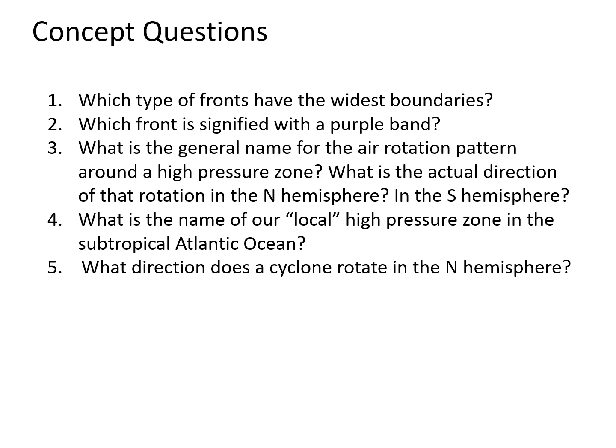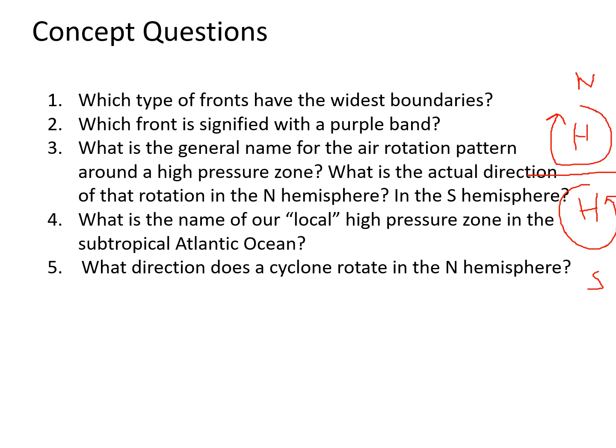The general name for the air rotation pattern around a high pressure zone is, let's see, anticyclonic rotation. And the actual direction of that rotation in the northern hemisphere would be clockwise. In the southern hemisphere, let's draw the equator there. In the southern hemisphere, that rotation would be counterclockwise, but you would call them both anticyclonic rotation.